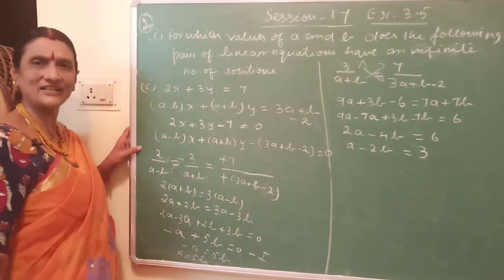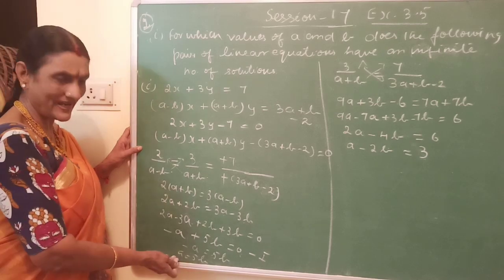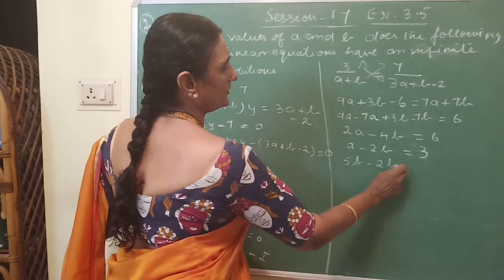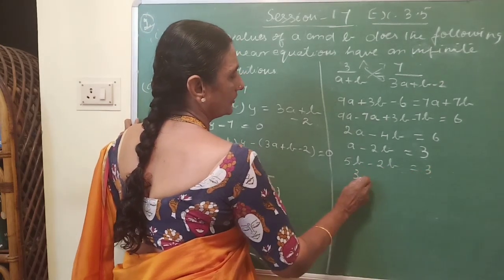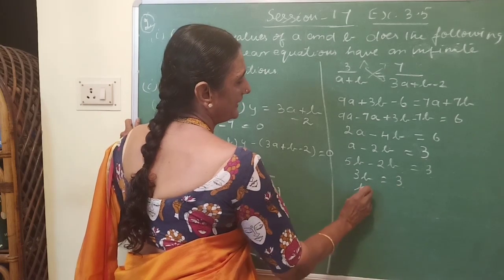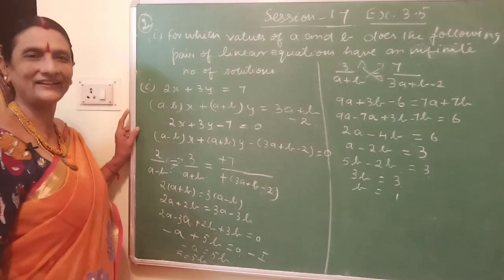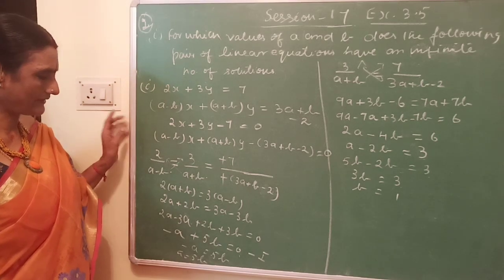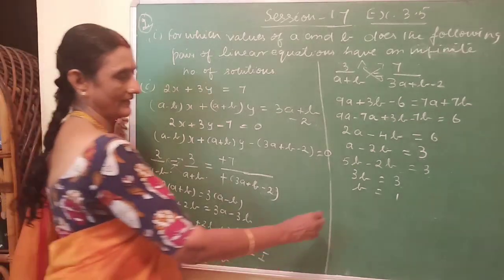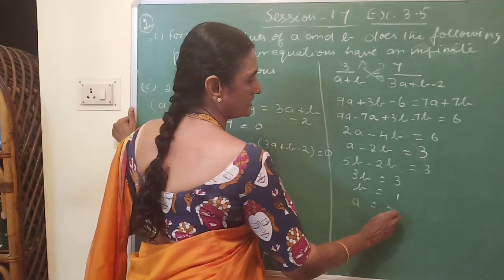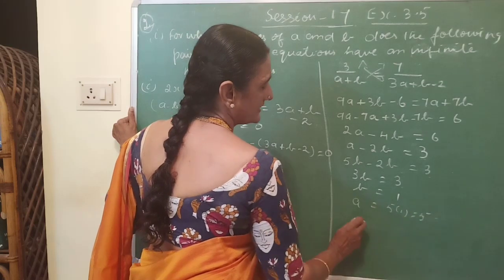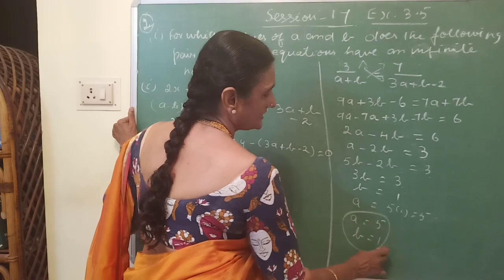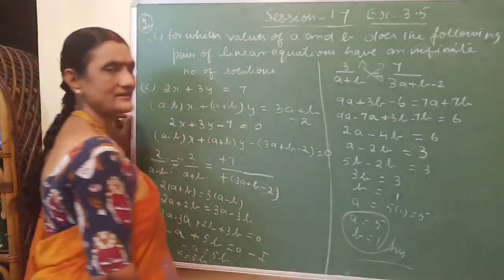So which method is easy for you? Substitution method. So a is given to be 5b. I am applying it here. 5b minus 2b is equal to 3. Therefore 3b is equal to 3, b is equal to 1. Are you getting the value? So 3b is equal to 3, b is equal to 1. a is equal to 5 times b. So a is equal to 5 into 1. That gives you 5. So a is equal to 5, b is equal to 1 is your answer. You can highlight and keep it.